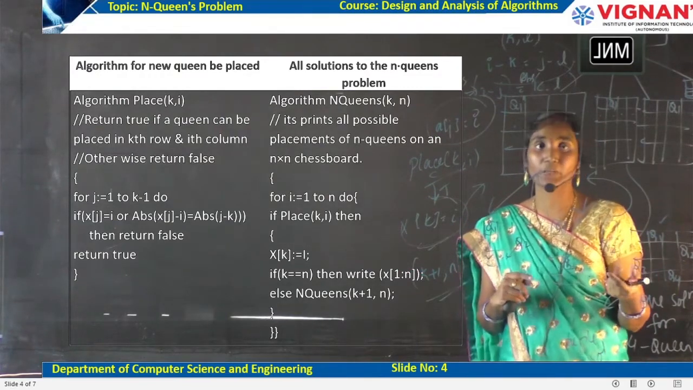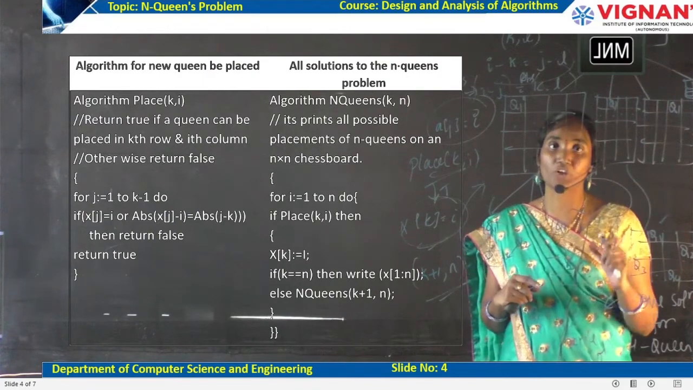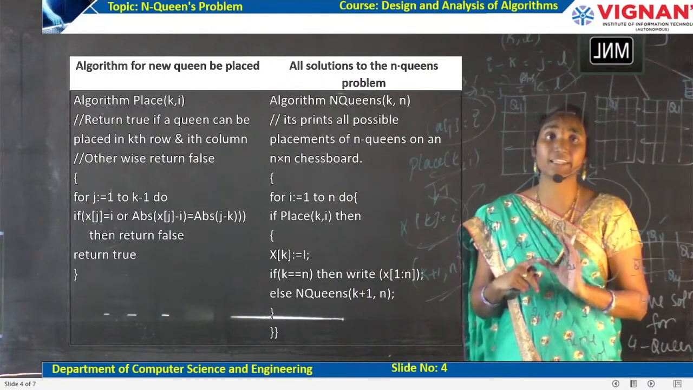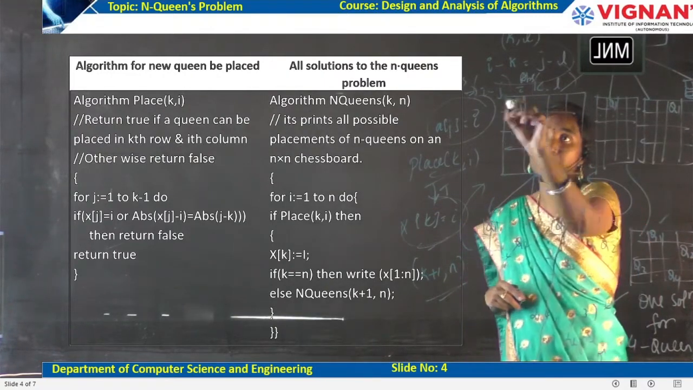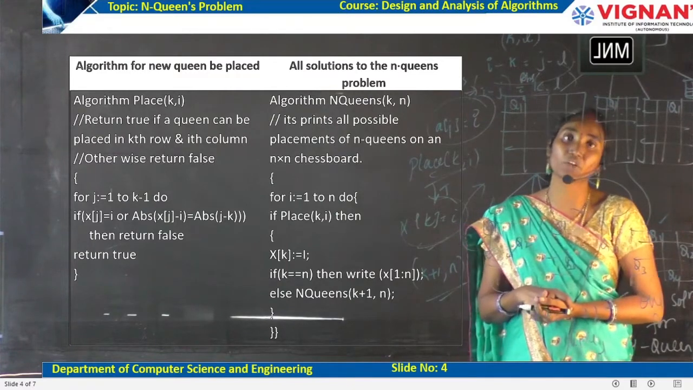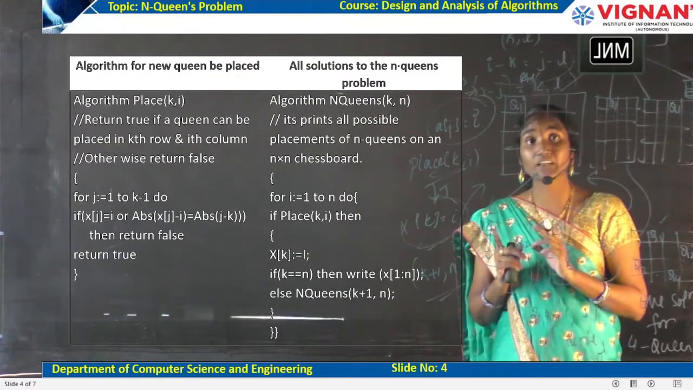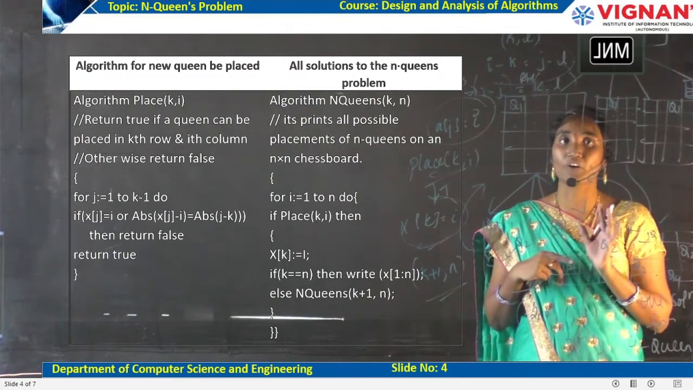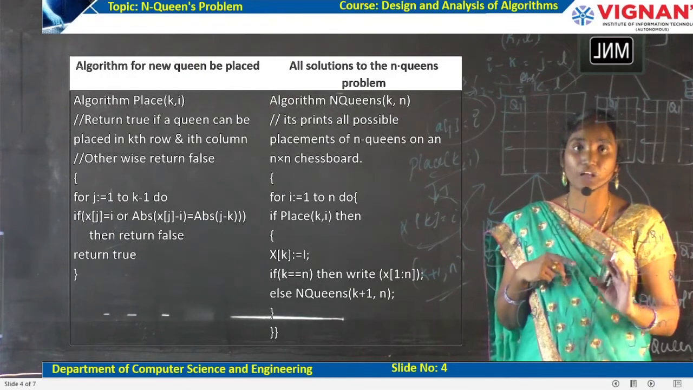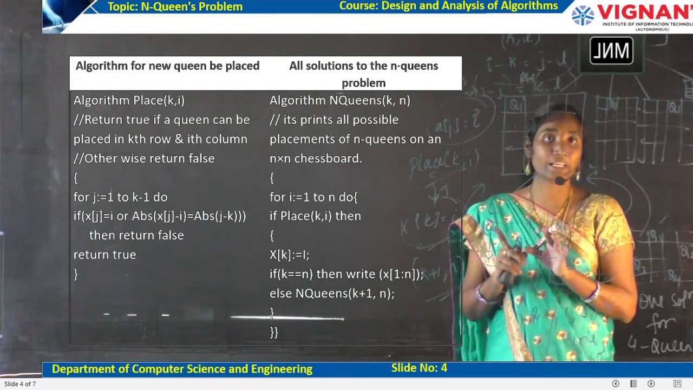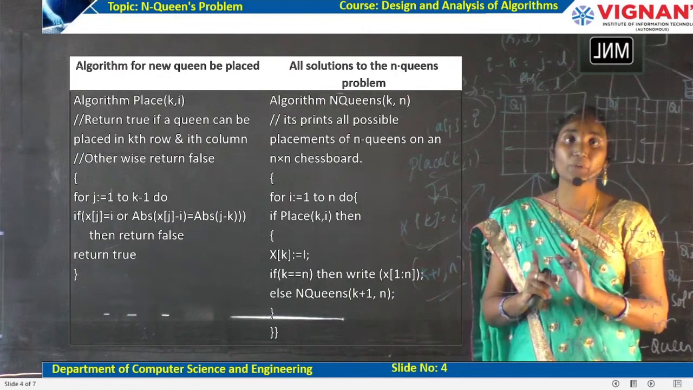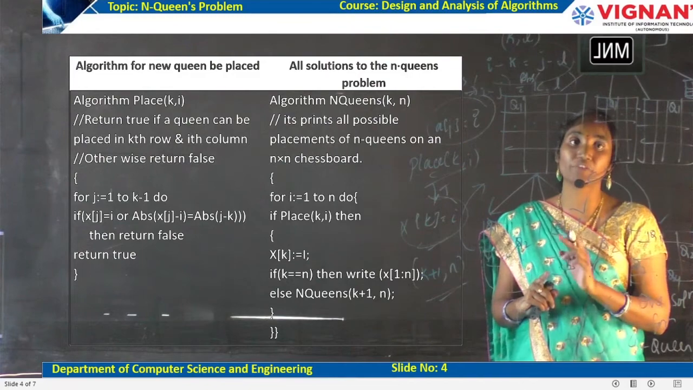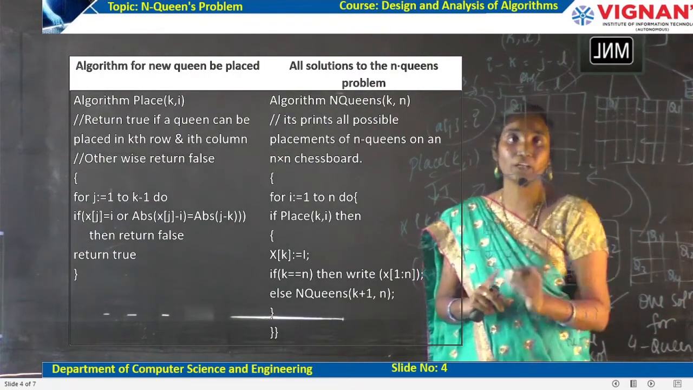Then it takes the next row and the corresponding queen. Again it checks whether I can place the queen in that position or not. It checks the condition if a of j is equal to i, whether it is attacking row wise, and also the condition absolute of i minus j equal to absolute of k minus l, whether it is attacking diagonally. If any one of the conditions evaluates to true, it simply returns false. Once the Place algorithm returns false, no queen will be placed in that position. If it returns true, it is added to my solution, that is x of k is equal to i.